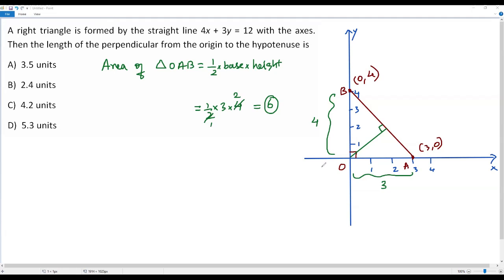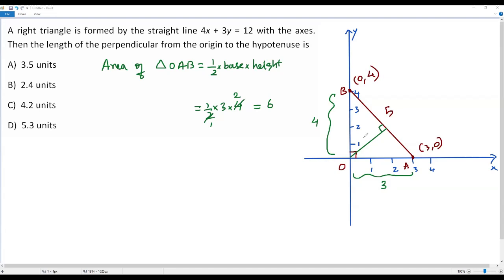Okay, now I'm going to find the area of the same triangle OAB again in a different way. Actually, this is the altitude of the triangle, because this is the perpendicular line drawn from the origin to the hypotenuse. So this is the altitude of the triangle. In that case, AB will become the base of the triangle. And also this OAB is a 3, 4, 5 right triangle. That is, the lengths of the 2 legs of the triangle are 3 and 4. Already we know that. So in a right triangle, if the lengths of the 2 legs are 3 and 4, then the length of the hypotenuse must be 5.